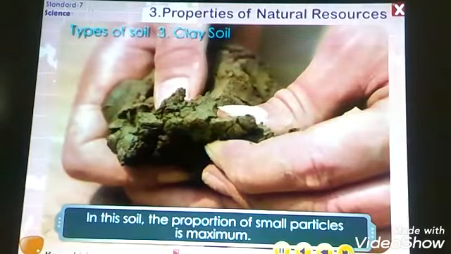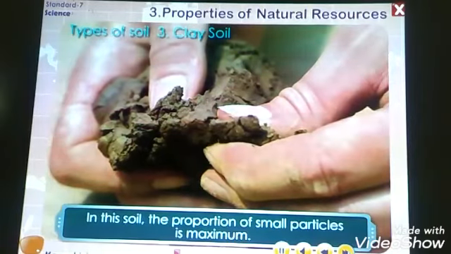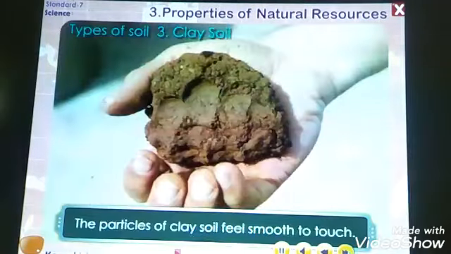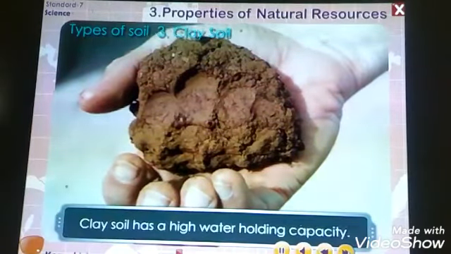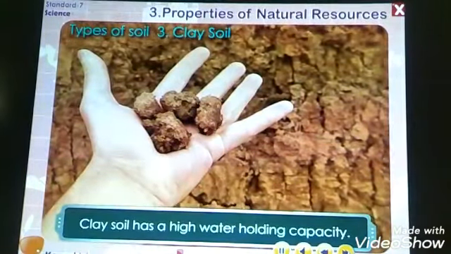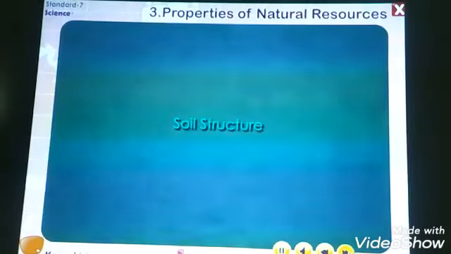Clay soil. In this soil, the proportion of small particles is maximum. The particles of clay soil feel smooth to the touch. Clay soil has a higher water holding capacity.